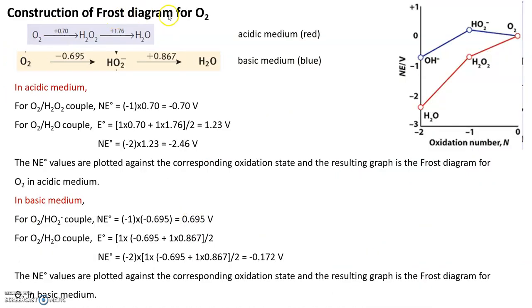Now, how do you construct a Frost diagram? I am trying to explain here mathematically. You see, this is the Latimer diagram of oxygen in acidic medium. This is in basic medium. However, this is just for illustration. The values obtained for this diagram will not be similar to those shown here, but it is just an illustration.